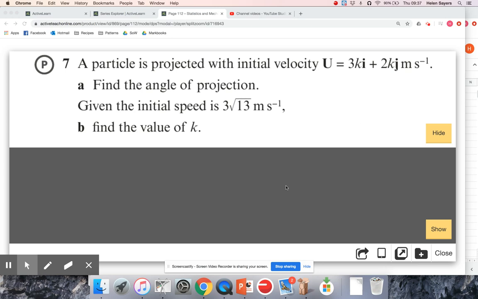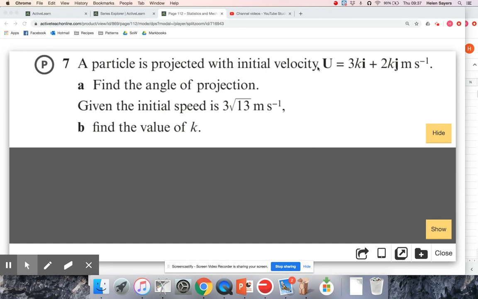Okay, so we're looking at the second year Stats and Mechanics textbook, and we're on chapter 6, which is projectiles, and we're looking at exercise 6B, which is looking at horizontal and vertical components. So on the last question, question 7, it's been relatively straightforward so far. So they've just given us a problem-solving one to finish things off.